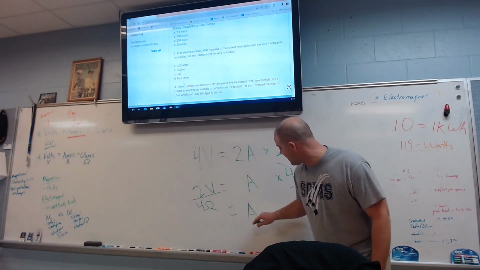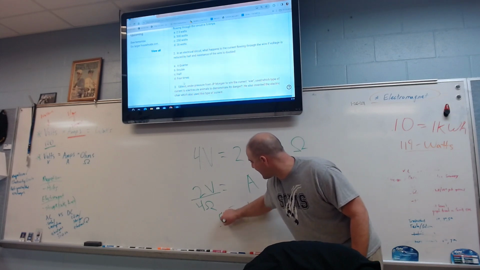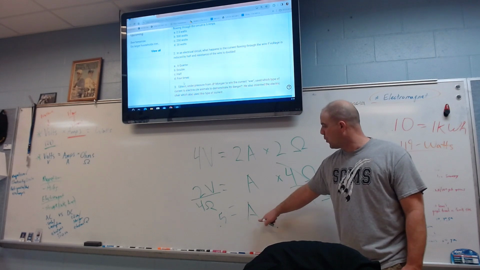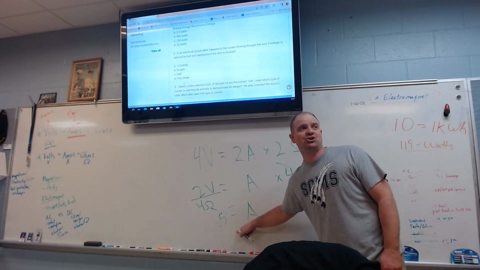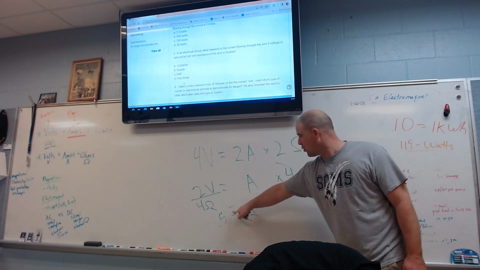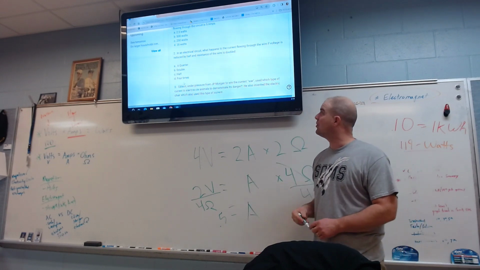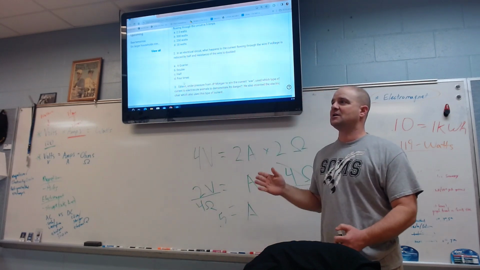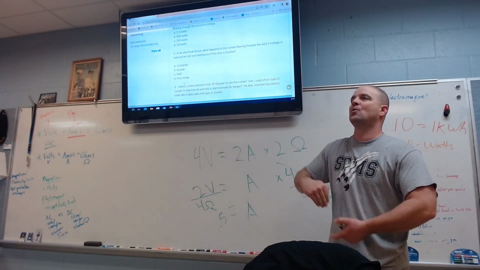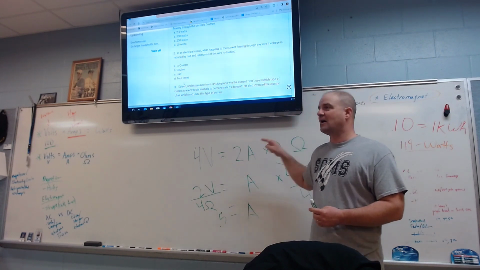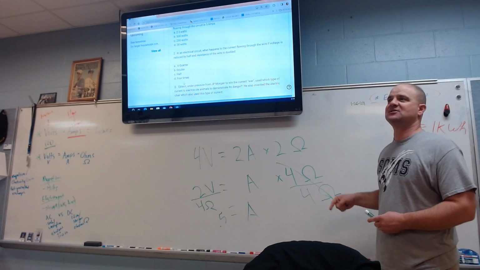So, now, if 0.5 is the amperage, what is 0.5's relationship to 2? It's a quarter of 2. So your answer is a quarter. The current is 1/4 of what it was if your voltage is cut in half and your resistance is doubled.